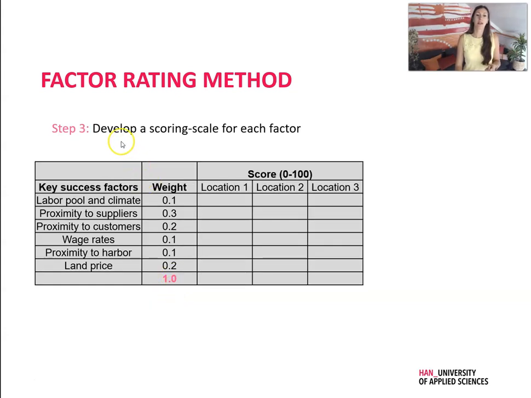Step 3 is creating that scoring scale for each factor. So it looks like in this example, we're going to look at 3 distribution centers, so 3 locations, and we're going to evaluate each of them on a score from 0 to 100 for each of the factors.